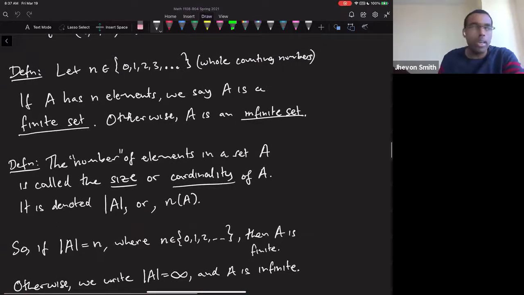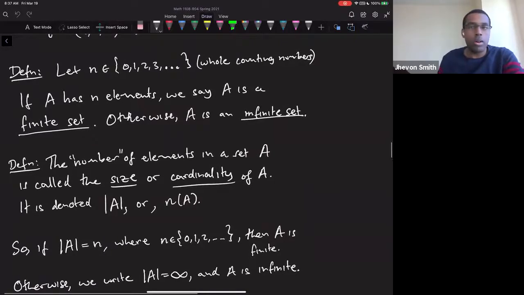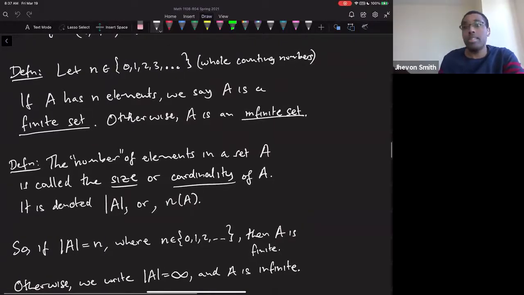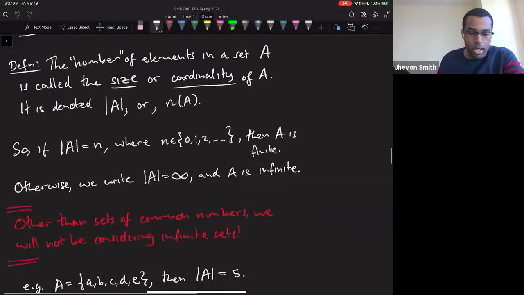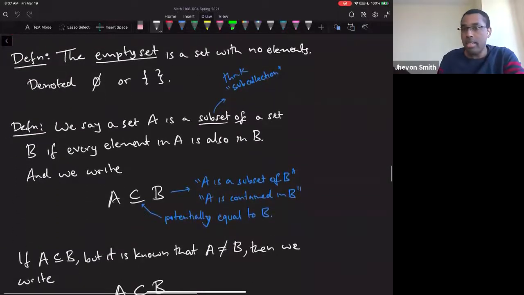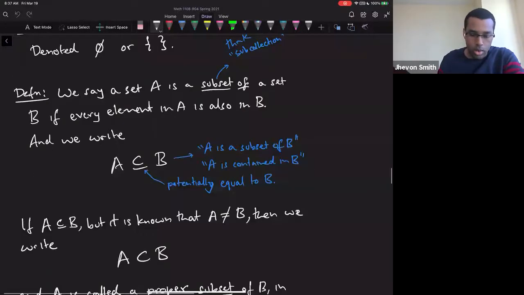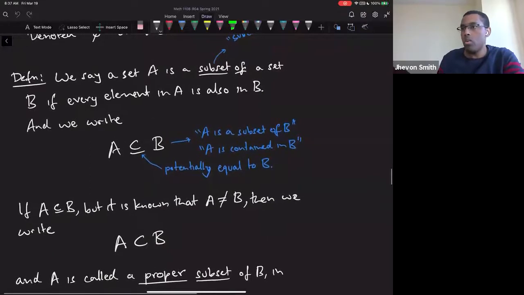A finite set just means you can say it has some non-negative whole number amount of elements, like 0 elements, or 1 element, or 2 elements, or 3 elements. The moment you can't actually say that, it's an infinite set. We also talked about the size of the set, that's cardinality. The empty set is the set with no elements in it. We also spoke about subsets, which is just like a sub collection of a previous set that you took.